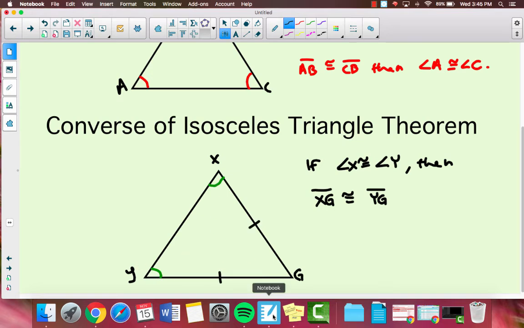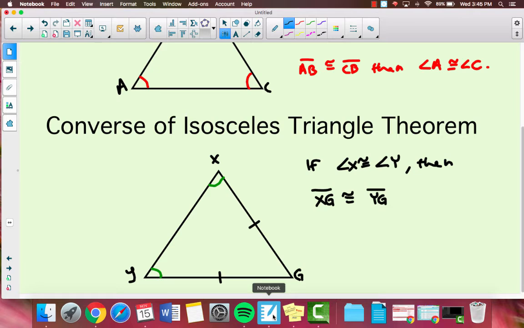Okay. So really the only difference between these is which one you're given first. If you're given the sides first, that's the isosceles triangle theorem. If you're given the angles first, that's the converse of the isosceles triangle theorem. So it's just the reverse. Okay, so make sure you have those written down. That's going to be helpful when you're doing proofs or when you're trying to find missing lengths or measurements, knowing how those things are related.